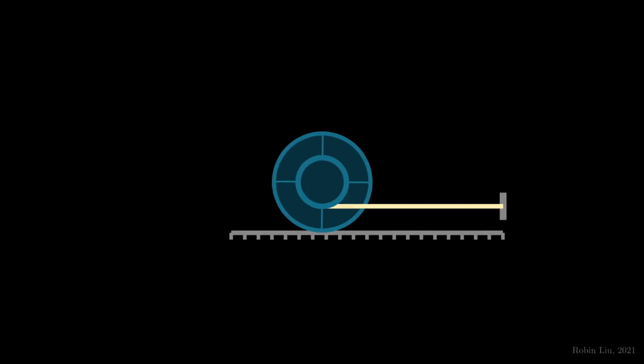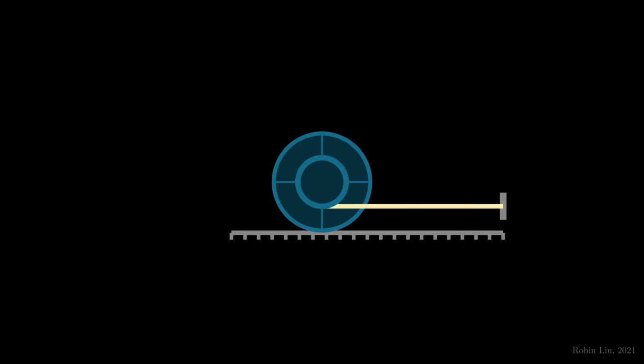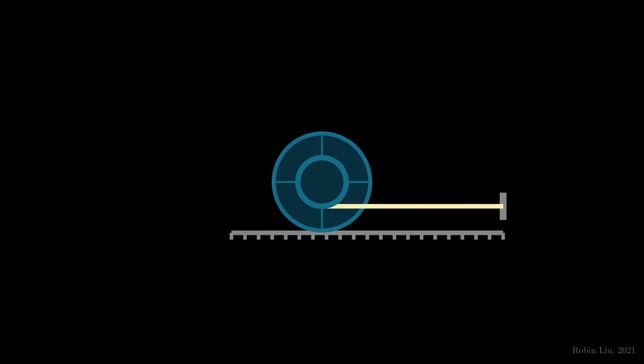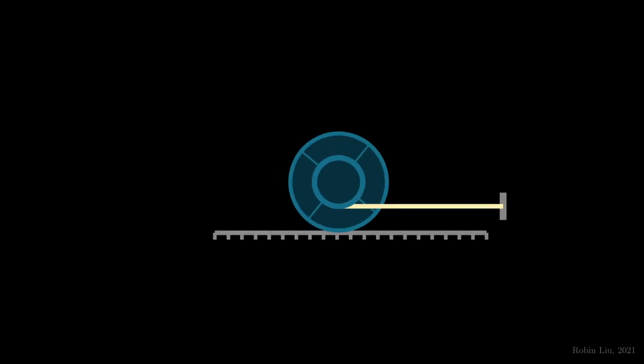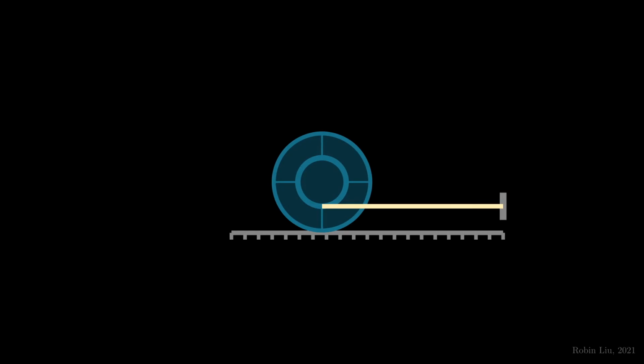This problem might be a little hard to visualize, so I made this animation to show what's happening. It looks very strange, but as the conveyor moves leftward, the spool starts to move to the right. I'll play this a few more times.